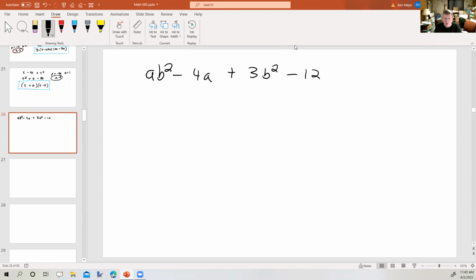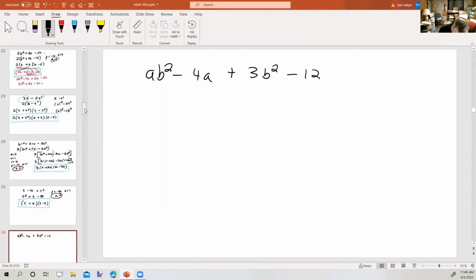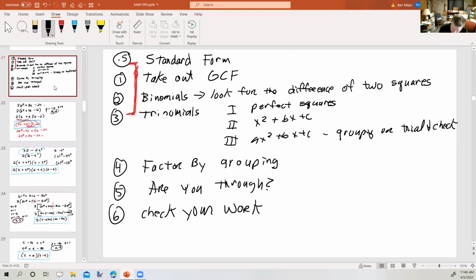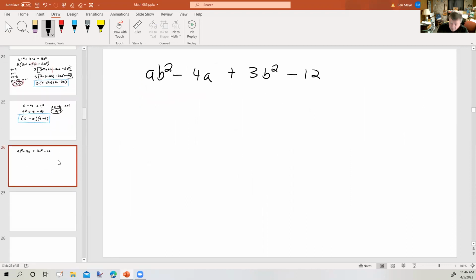Well, that's 4 terms. What do we typically do with 4 terms? Factor by grouping. Oh, I wanted to point out why I started with 0.5, because if I start with 0.5 on my list, then 1, take out the greatest common factor. 2, binomials have 2 terms. 3, trinomials have 3 terms. Factoring by grouping typically has 4 terms. That's all. Okay. You're supposed to be impressed by that. It's okay. You don't have to be.